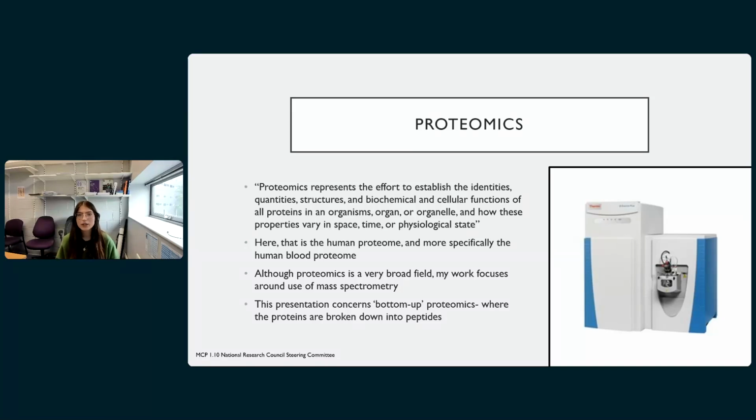Now here, when looking at clinical samples, this can be broadly stated as the human proteome, and more specifically, when discussing dried blood spots, this is the human blood proteome. Proteomics is a wide and varied field, but my work focuses around the use of mass spectrometry, specifically liquid chromatography tandem mass spectrometry, in order to identify and analyze proteins in a sample. I do this in the form of bottom-up proteomics, which just means that I break my proteins down into peptides before analysis. The picture on the screen is of a nice little Q-exactive HF, which is the mass spec I primarily use.